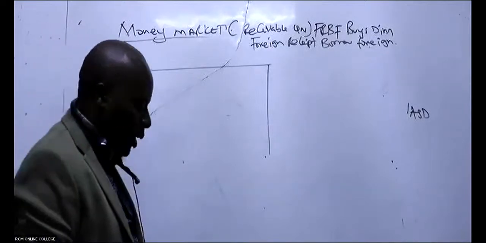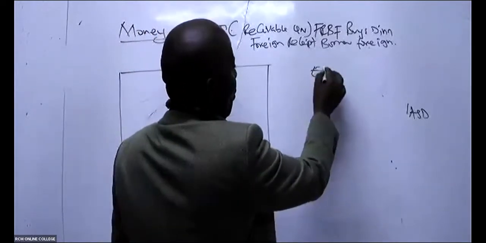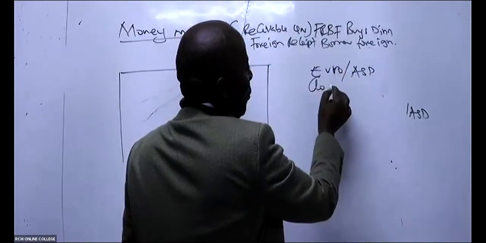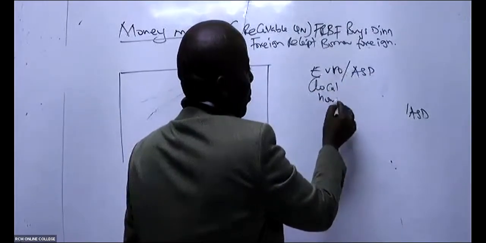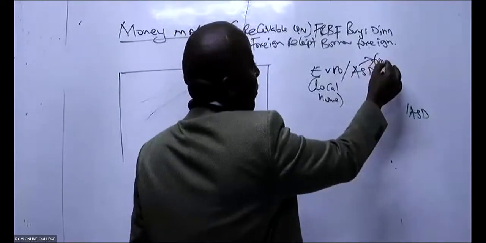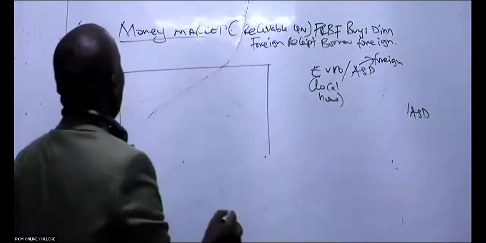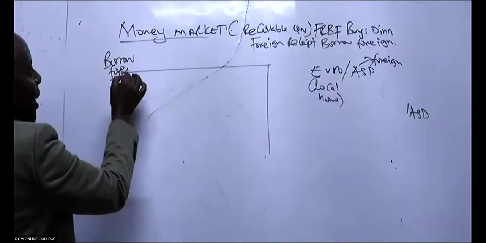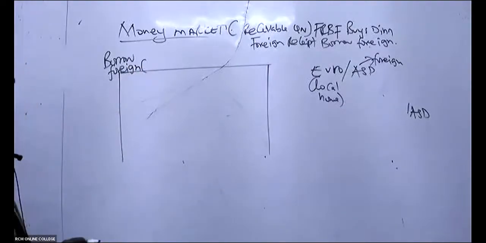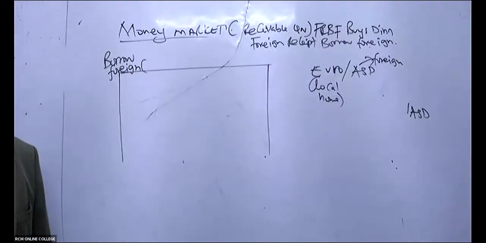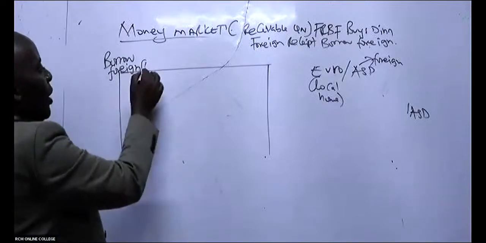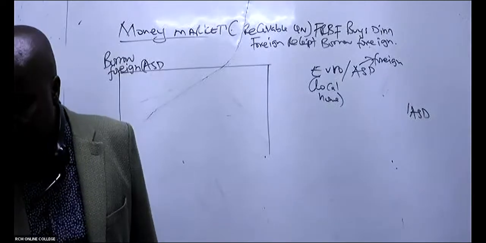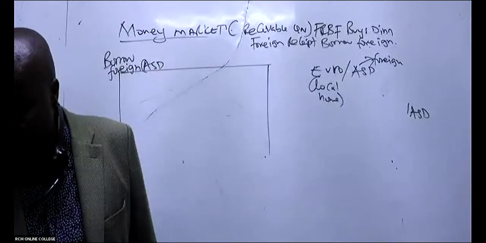So remember here we have two currencies. We have euro and ASD. Euro is local, my home. ASD is the foreign. And because we said the first leg here is borrow, I'm going to borrow foreign. So which currency am I going to borrow? ASD. So somebody is asking here in an exam, I know what they're asking even without reading.